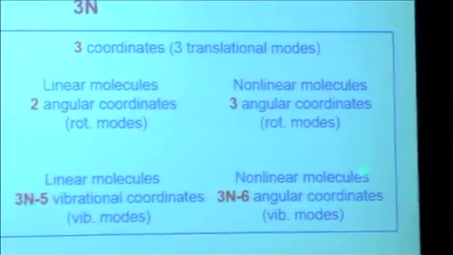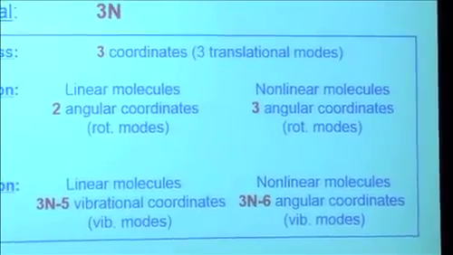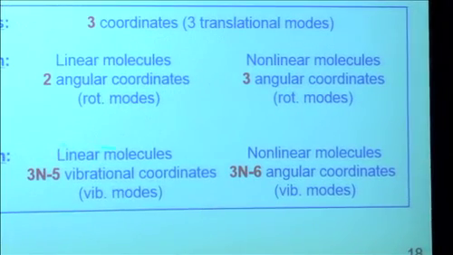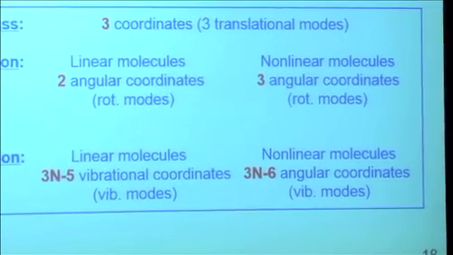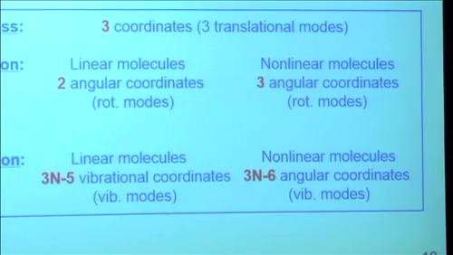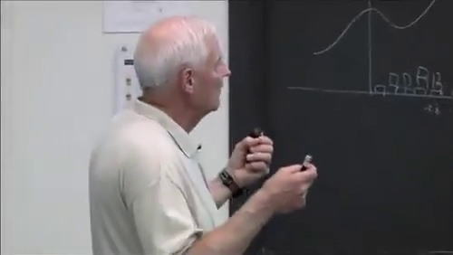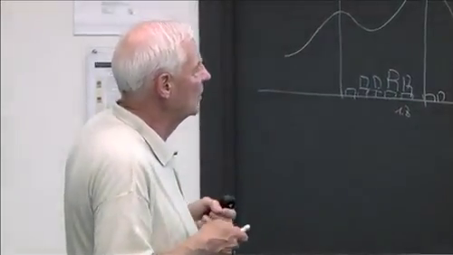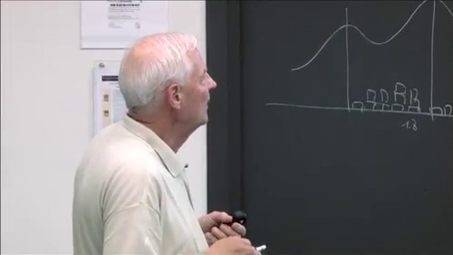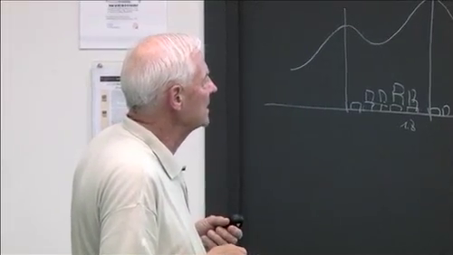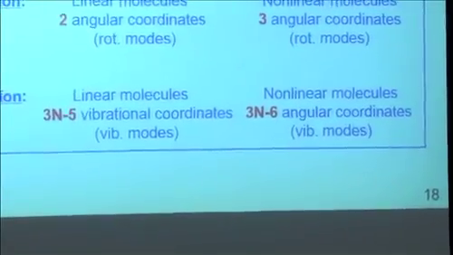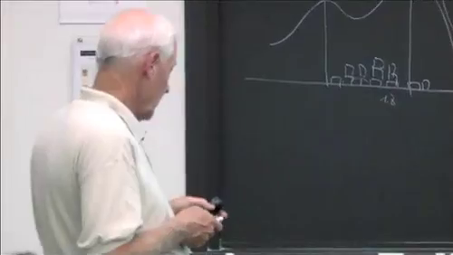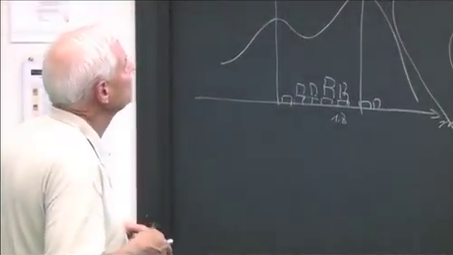The vibrations are what's left over. So if this is for vibration and it's a linear molecule, then I take 3n minus 3 minus 2, I have left over. There are 3n minus 5 vibrational coordinates that you can think of as bond lengths if you like. 3n minus 5 vibrational coordinates or modes. If it's nonlinear, then it's 3n minus 6 because I have to subtract the next one. That's how many vibrational modes or frequencies I have to find. And it's usually pretty obvious.